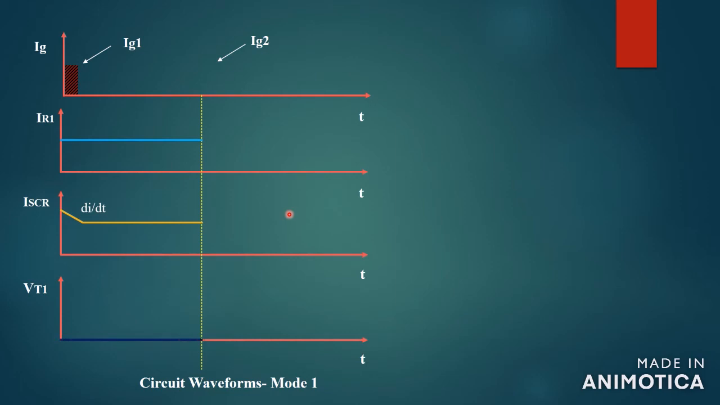So since the thyristor is conducting, the voltage across the thyristor will be equal to 0. So once the thyristor starts conducting, it will act as a short circuit, that is, it is a closed switch, so no voltage will appear across the device. So this will continue until the triggering pulse is given to the next thyristor T2.